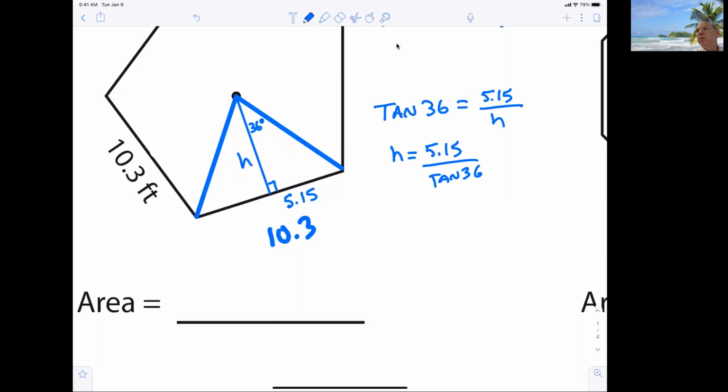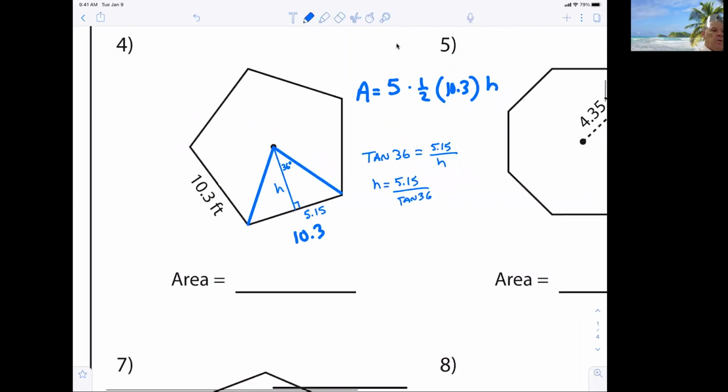Come on, guys. So now you just put that into your calculator and it goes right there. Now you hit times 10.3 divided by 2 and then times 5. 182 point what? And then we'll call it square feet. Again, this stuff is easy if you remember the trig.